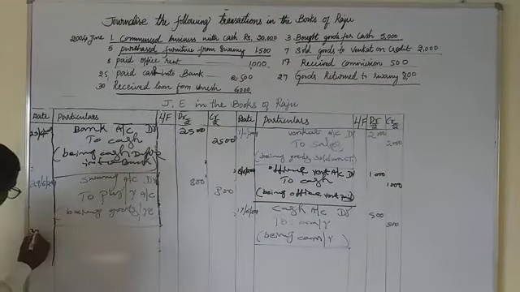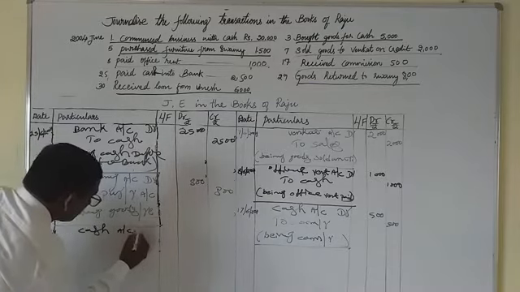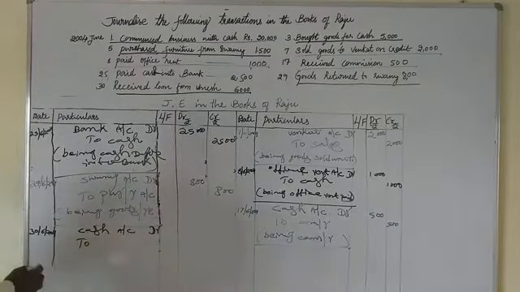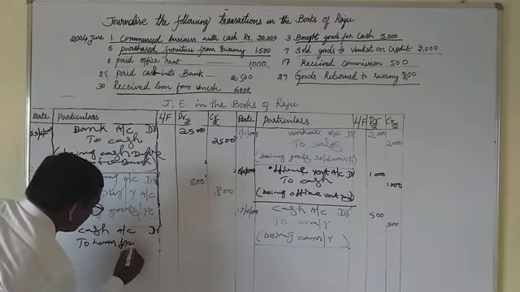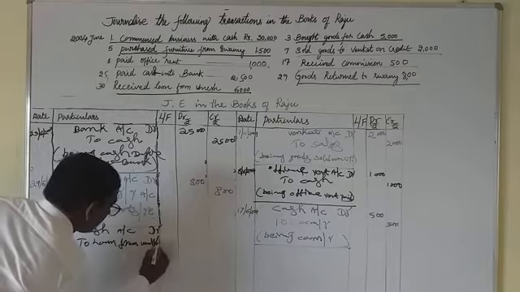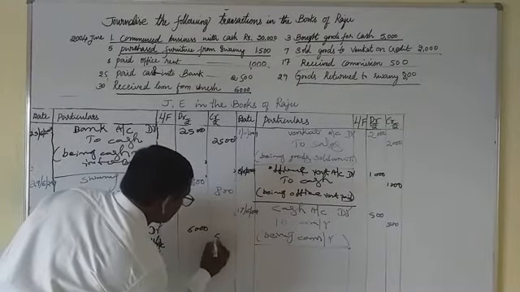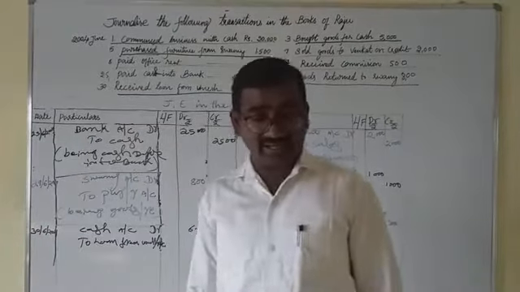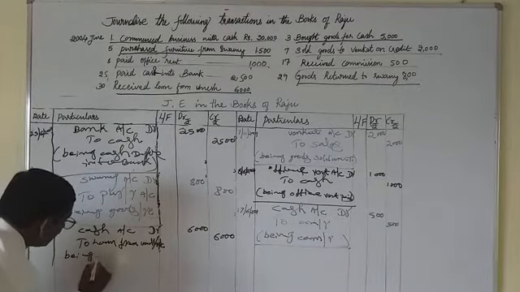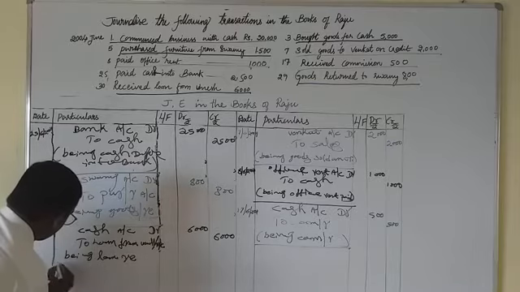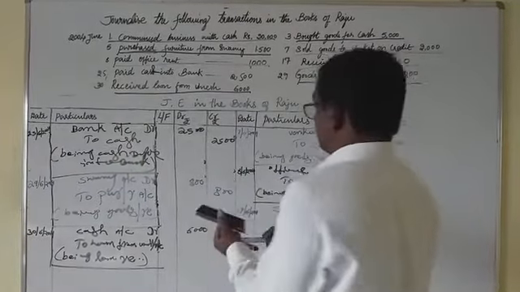13/6/2004. Cash account debit to loan from Umesh account, 6,000, being loan received from Umesh.